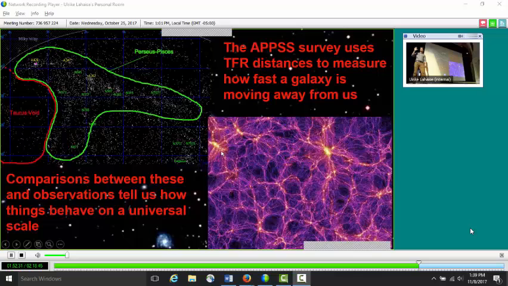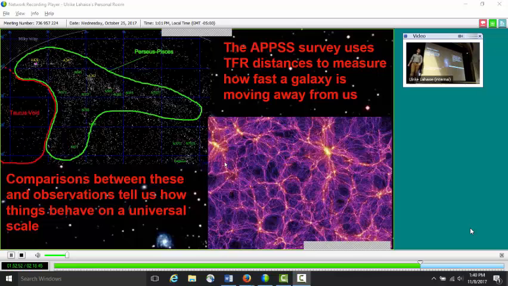So when we compare velocities of things moving away from us to how they're infalling into these big superclusters, we get an idea as to how these huge things behave in the universe, how big clusters and big superclusters form. And based on that data, we get a better model and we get a better picture of what's actually happening out there.